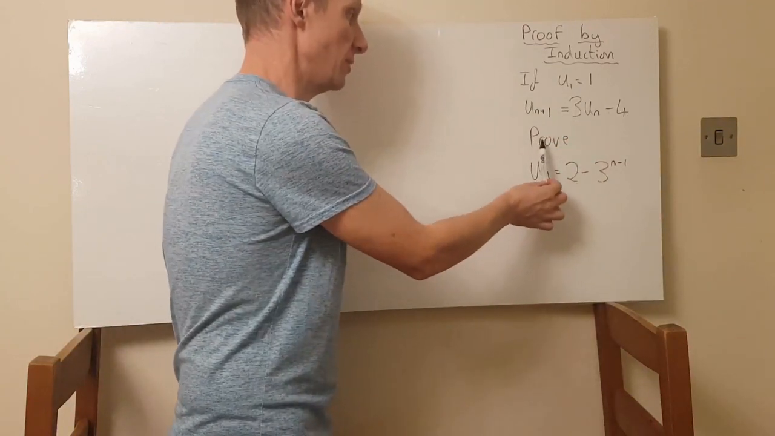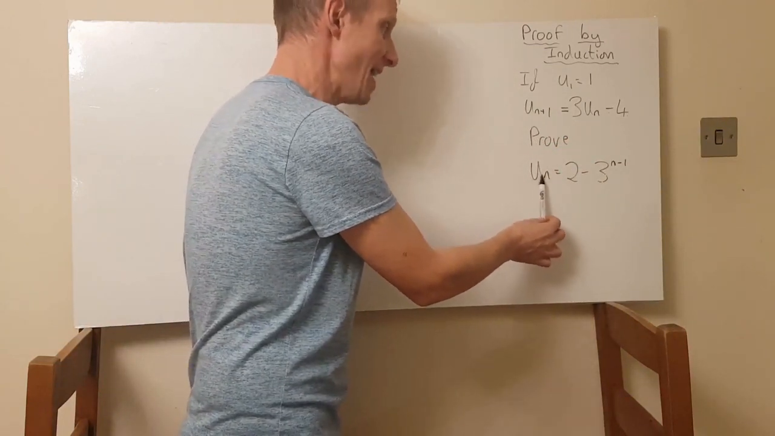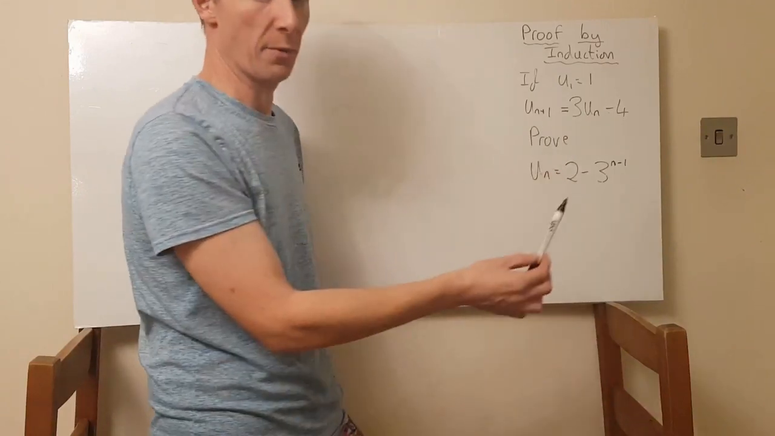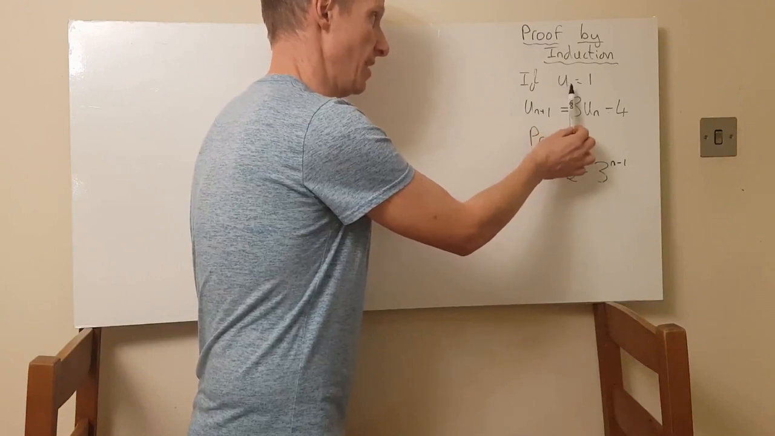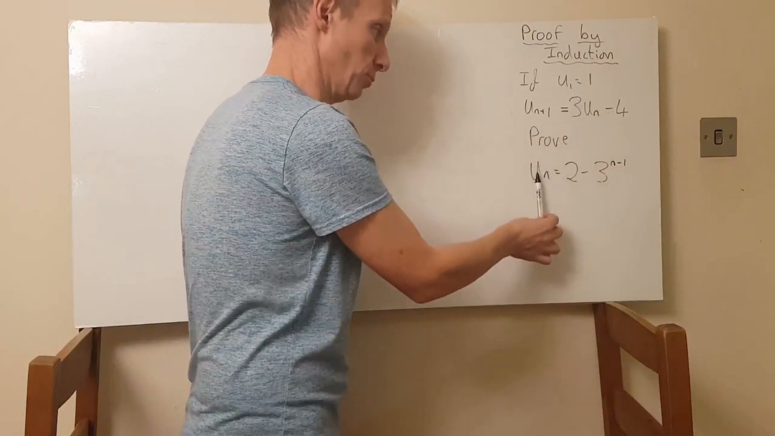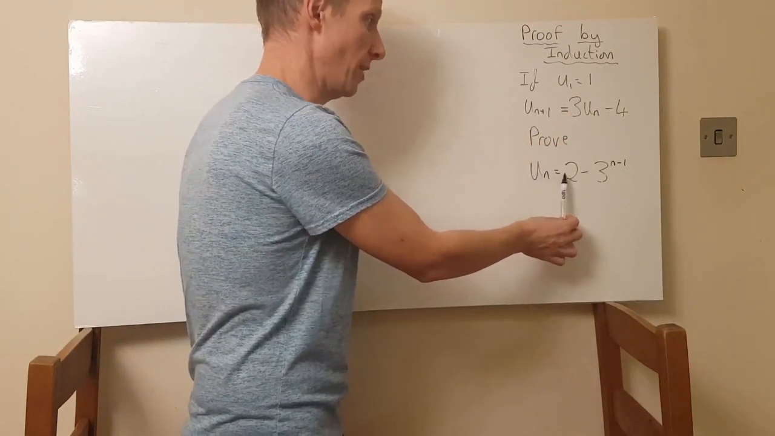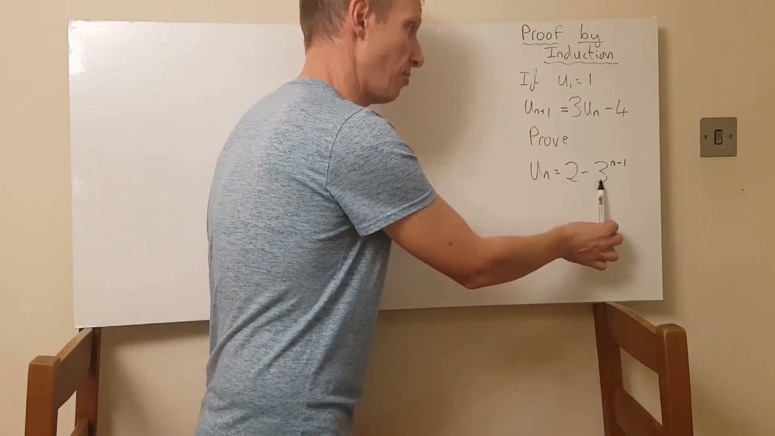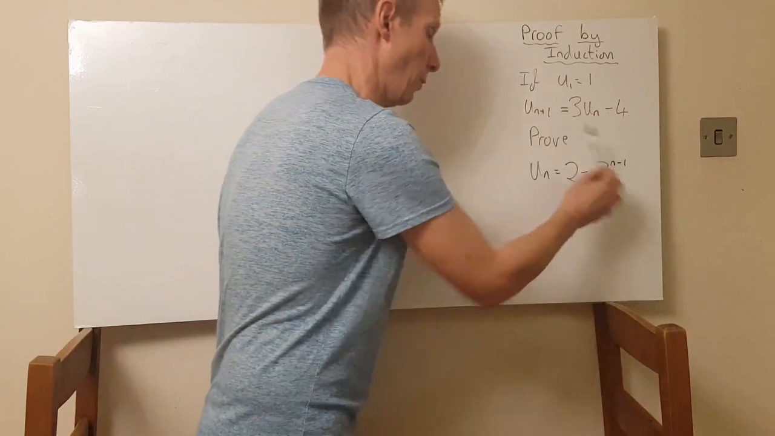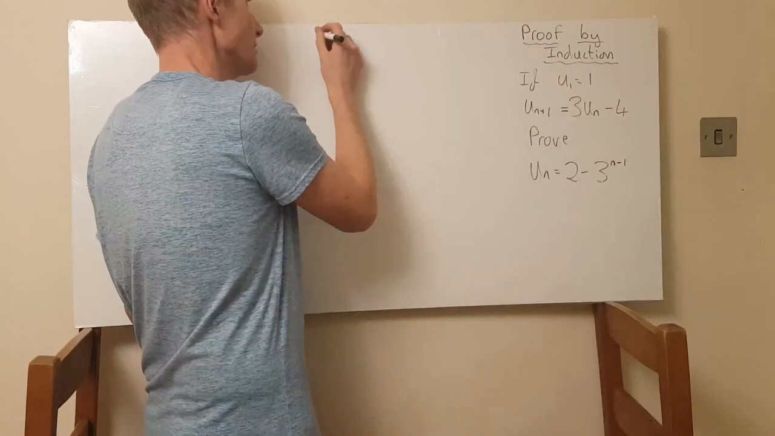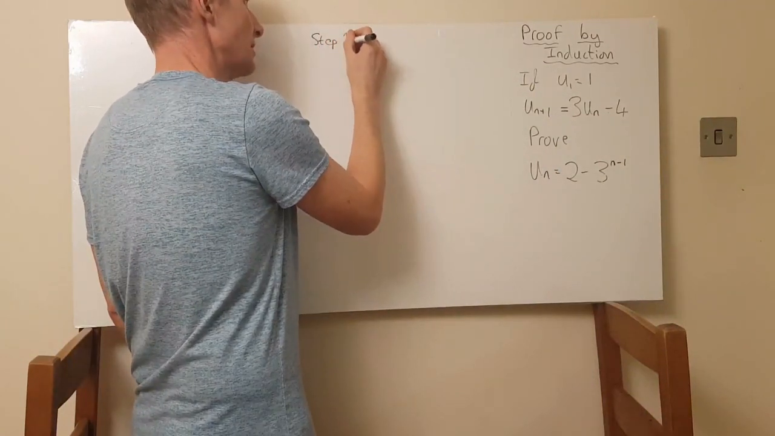And what we're going to do is prove that any term in the sequence, so for example if we wanted u100, rather than working our way through u1, u2, u3, we can just jump straight to u100 by doing 2 subtract 3 to the power 100 minus 1. So I'm going to start by working out step 1.